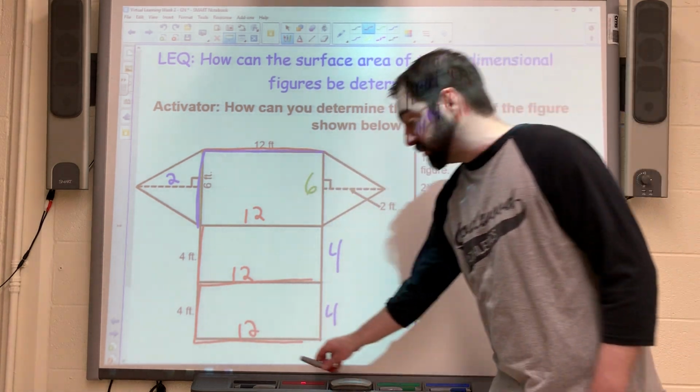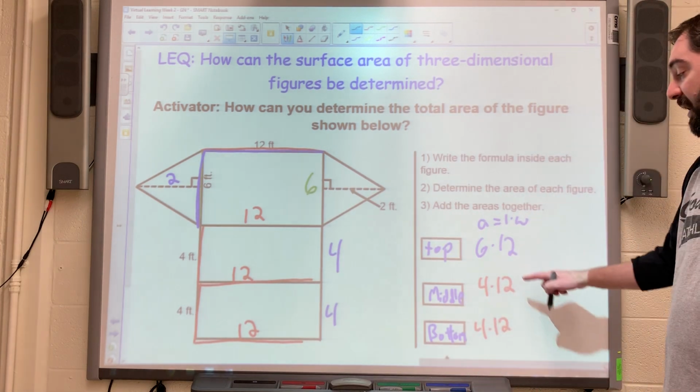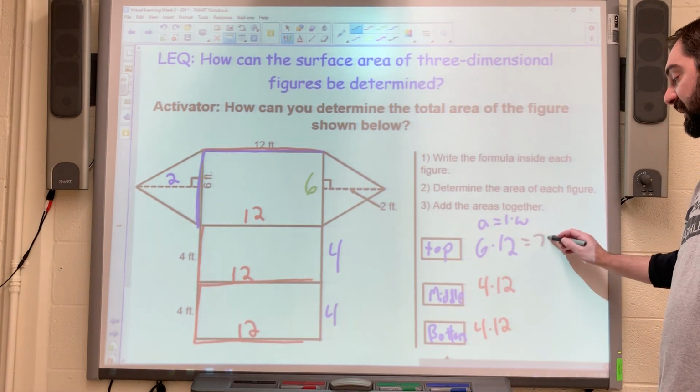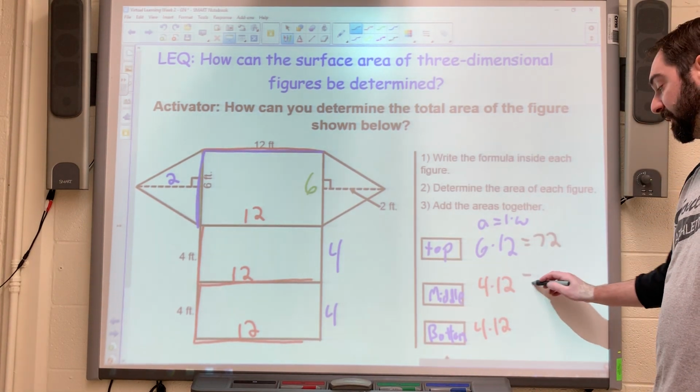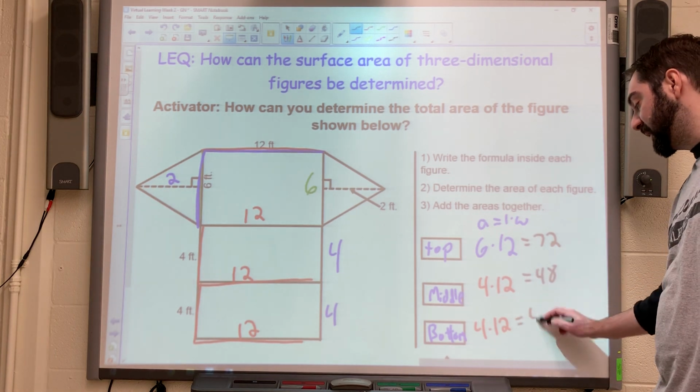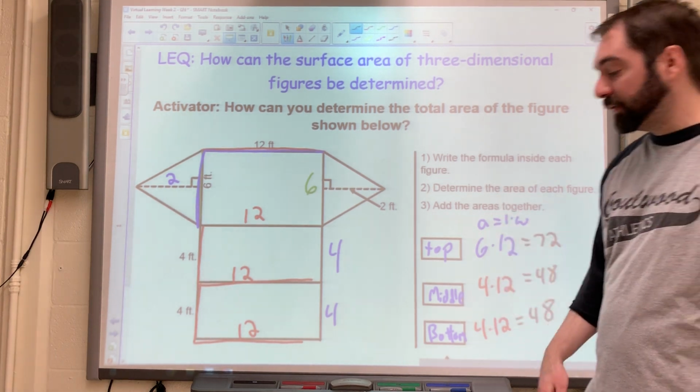Now I can actually go through and do the math real quick before I move on to the triangles. 6 times 12 is 72. 4 times 12 is 48. 4 times 12 is 48 again. So I have my 3 rectangles done.